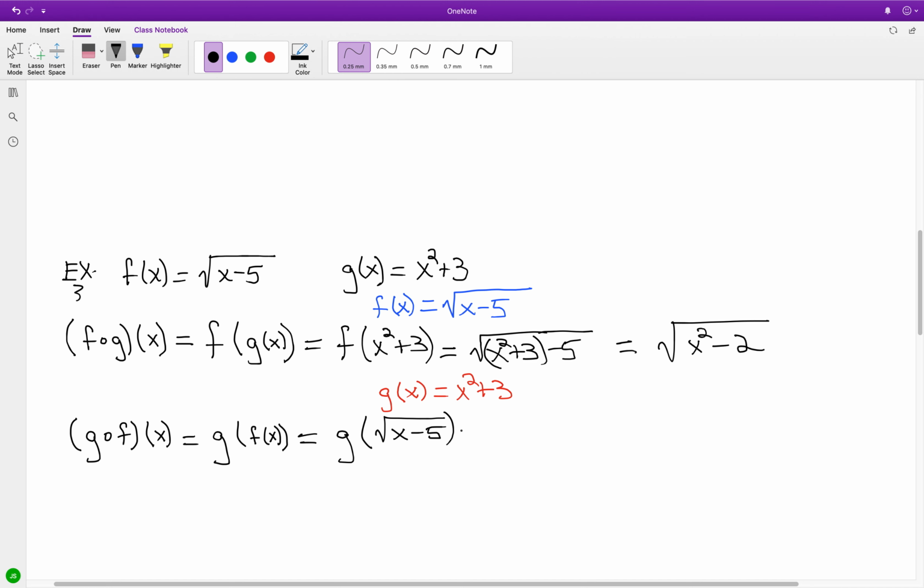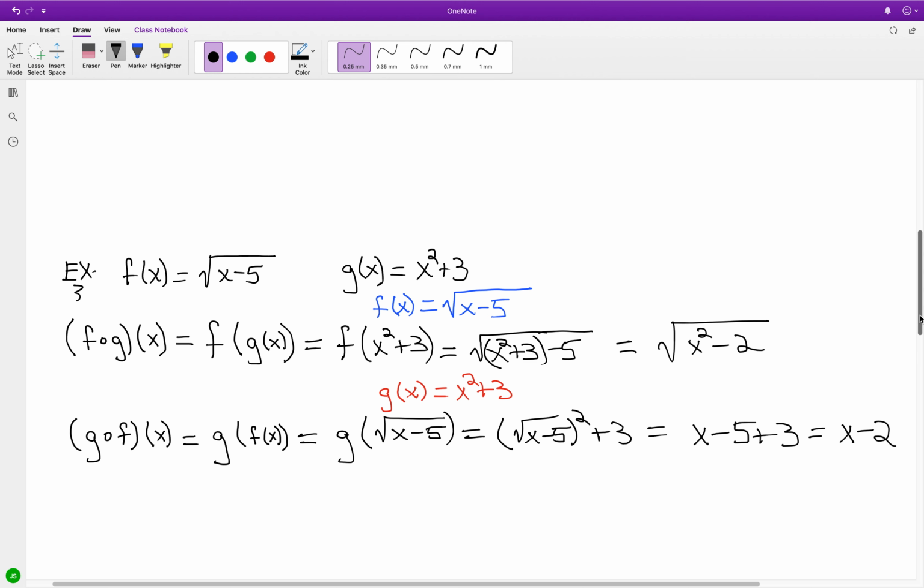And so for what we're going to have now, we have the square root of x minus 5 squared followed by the addition of 3. The square root of x minus 5 to the second gives me x minus 5, followed by the addition of 3. So we have x minus 5 plus 3, and this will translate out to x minus 2.